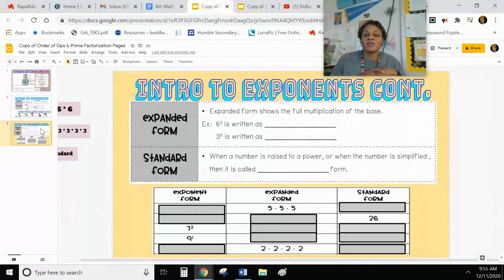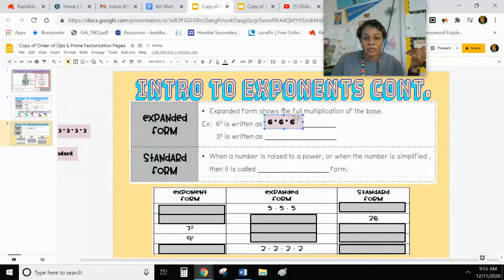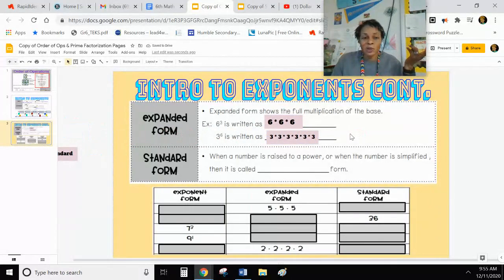So here you have intro to exponents continued. Expanded form shows the full multiplication of the base. 6 to the third, or 6 cubed, is written as 6 times 6 times 6. 3 to the 6th power is written as 3 times 3 times 3 times 3 times 3 times 3. We kind of talked about this already.